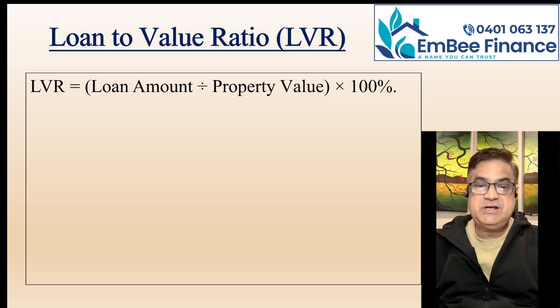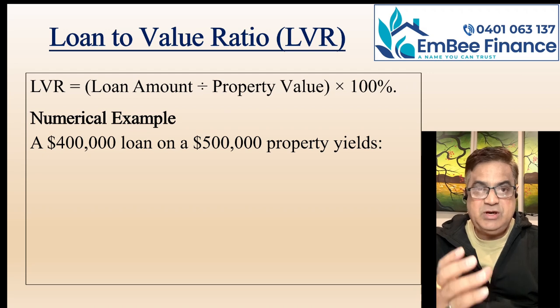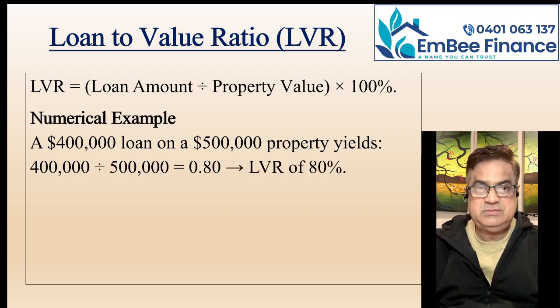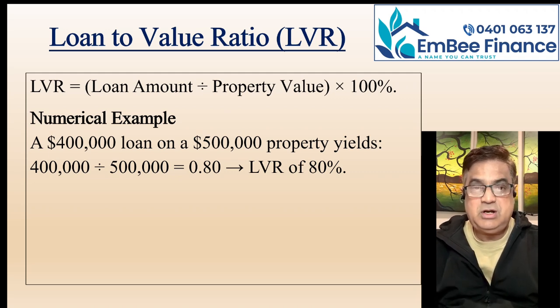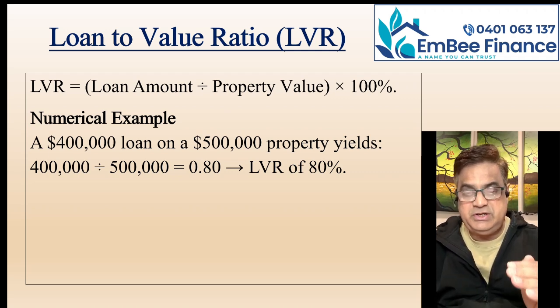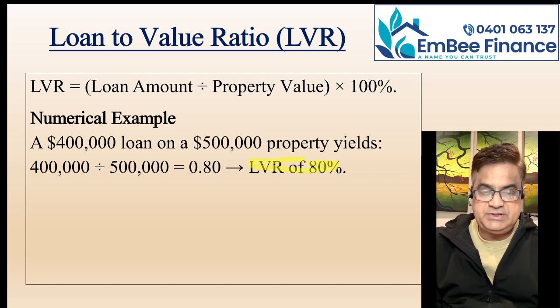To put it simply, say for example, you want to buy a property of $500,000 and you have only $100,000 in your bank. So that means you need $400,000 as loan. Now, the ratio of 400,000 divided by 500,000 is 80%. So that means your LVR or loan to value ratio will be 80%.